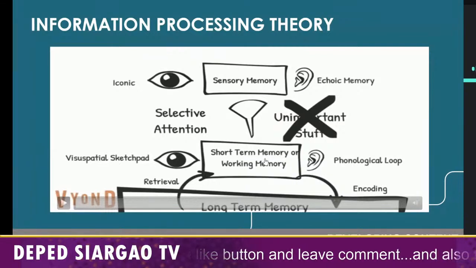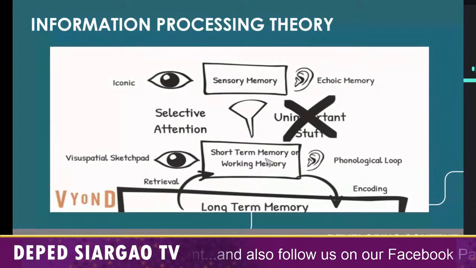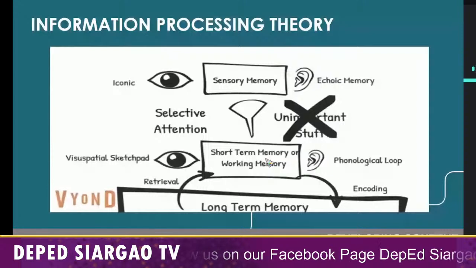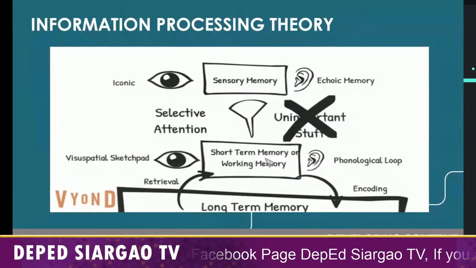Now, the memory that you have in your short-term memory goes to your long-term memory through the process called encoding. And then from there, you can bring the memory from your long-term memory back to consciousness through the process called retrieval.